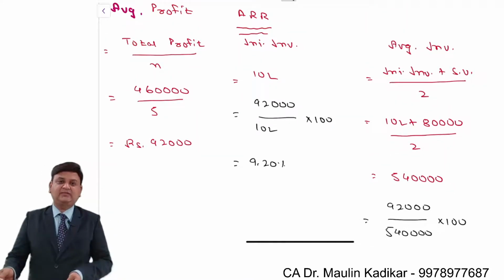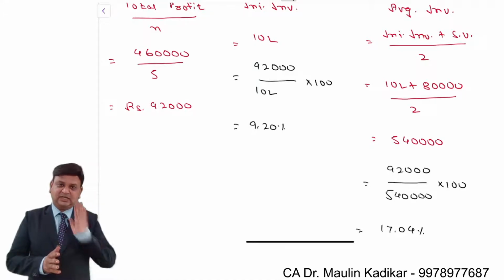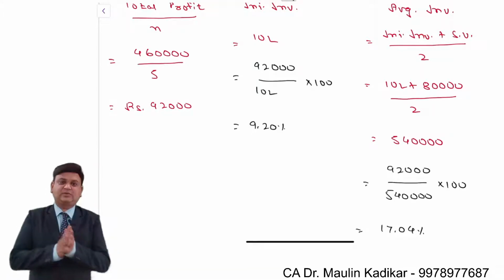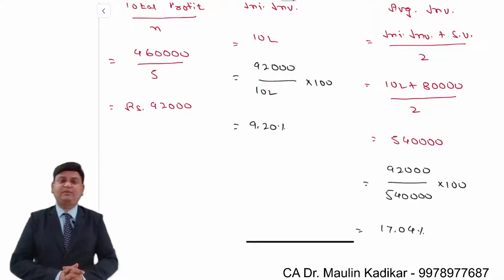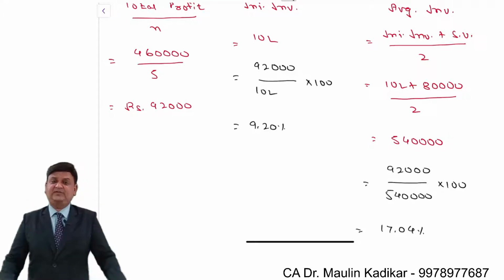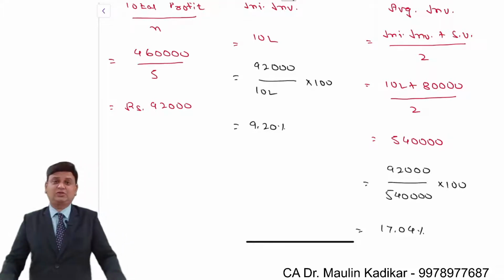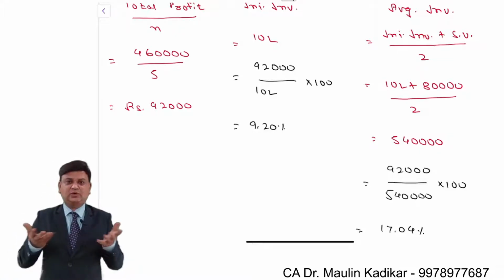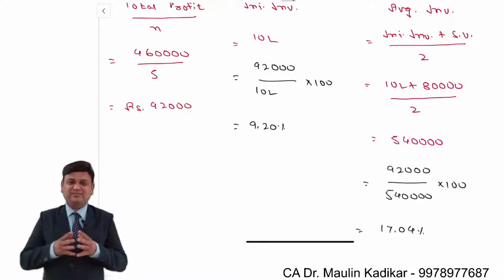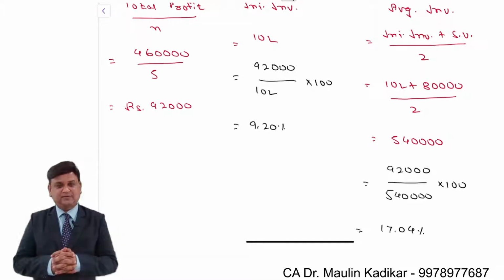Definitely you will be provided clarification in the examination as to which method is required to be followed, whether it is the initial investment or the average investment. That kind of clarification would be provided to you. If at all such clarification is not given, you can use either method for calculating the answer, and you can just put a note for the same. That is the way you are required to calculate the ARR.